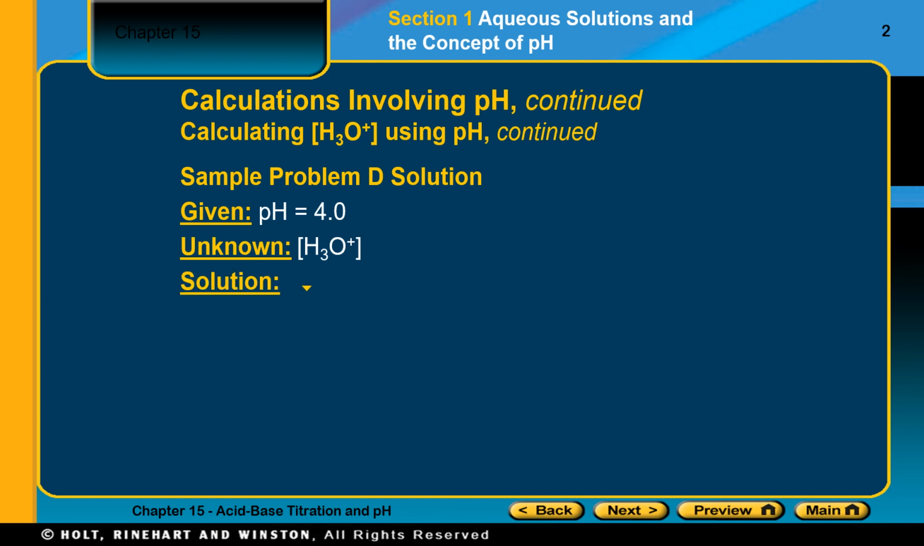So what is going to be our solution? Well, we know from the discussion of yesterday that the hydronium ion concentration is equal to 10 to the negative pH, or the antilog of the negative of the pH. So by putting in on our calculator 10 to the x, and in place of the x put in negative 4, and press enter, we find out that the hydronium ion concentration is 1 times 10 to the minus 4 molar.